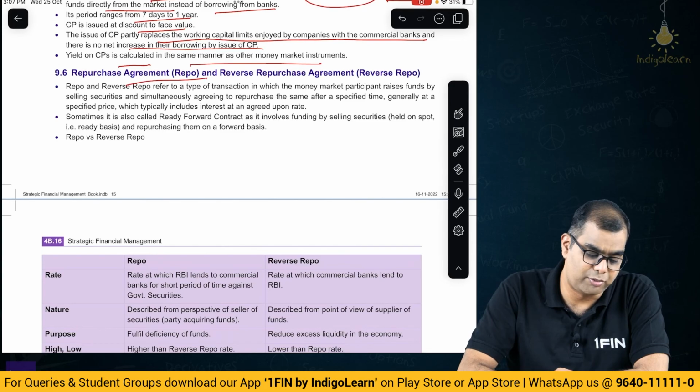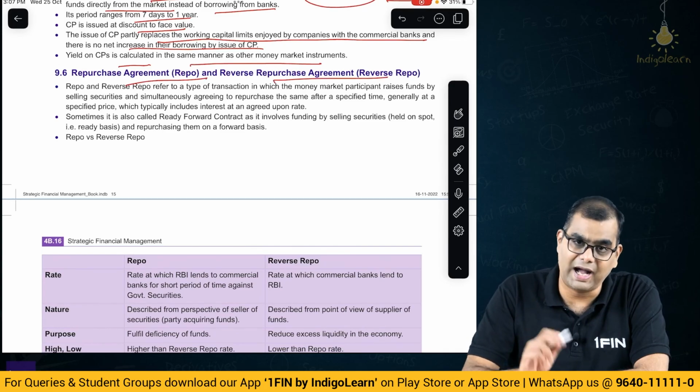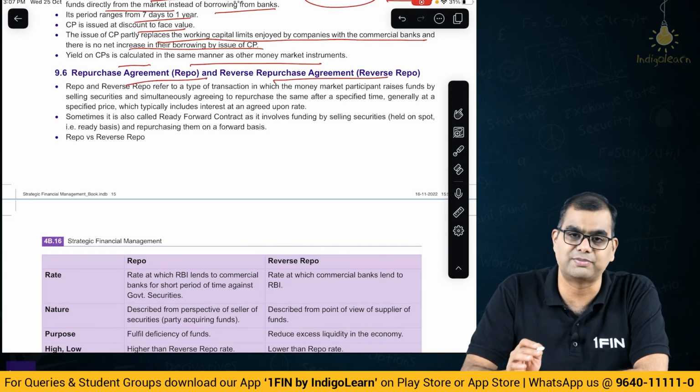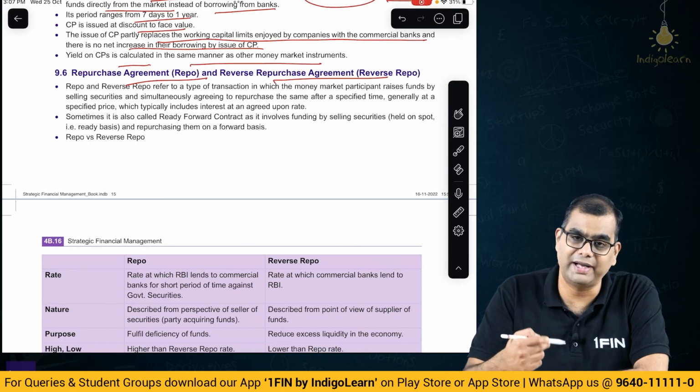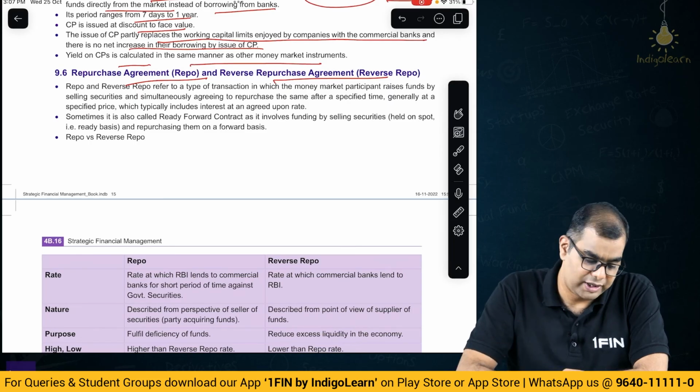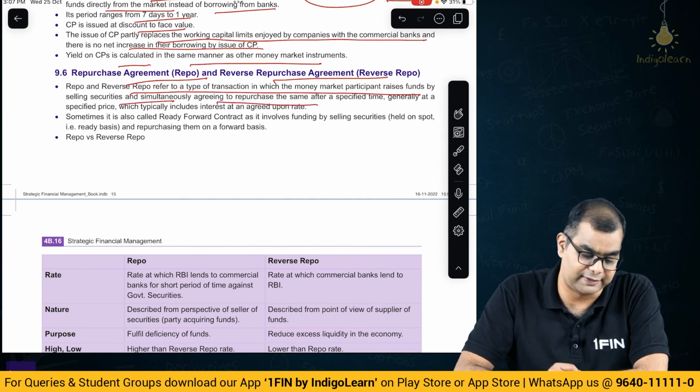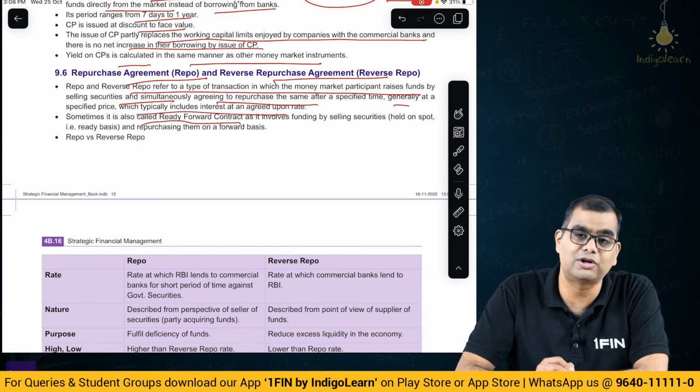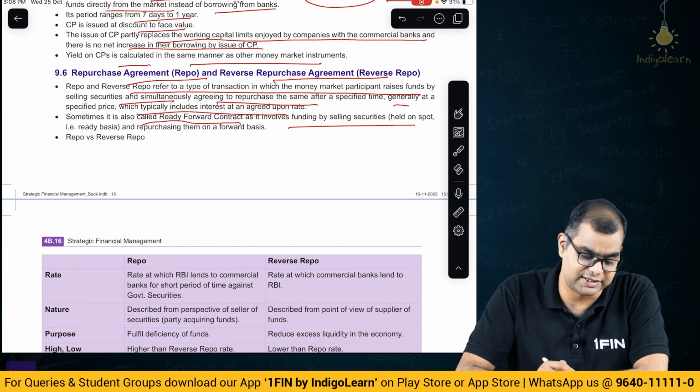Then you have something called repo and reverse repo. Repo means RBI sells and buys back. Reverse repo means RBI buys and then sells back. Okay, repo and reverse repo refer to a transaction where money market participants raise funds by selling securities and simultaneously agreeing to buy them back after a specified time, generally at a price which typically includes interest. Sometimes it's also called ready forward contract as it involves funding by selling securities.